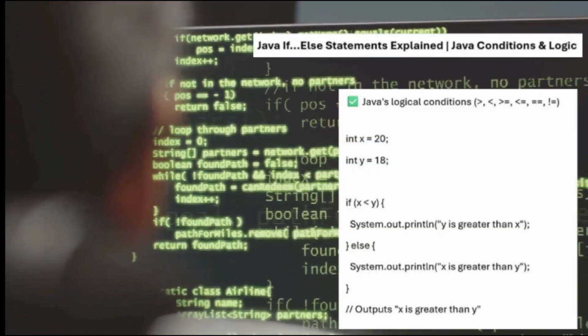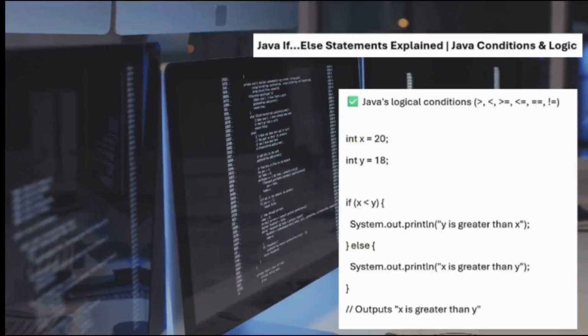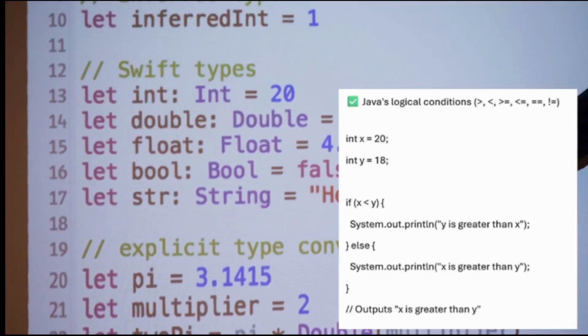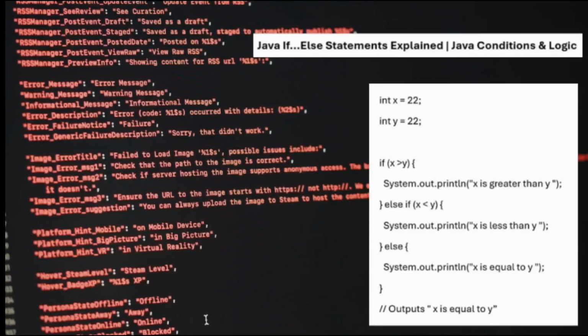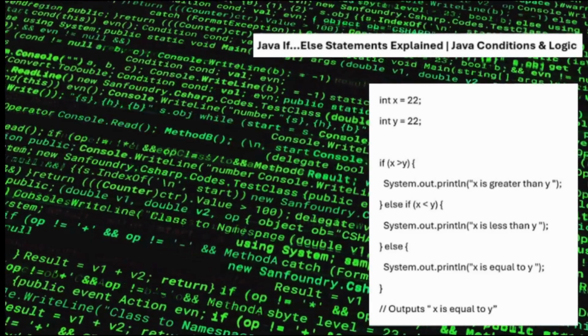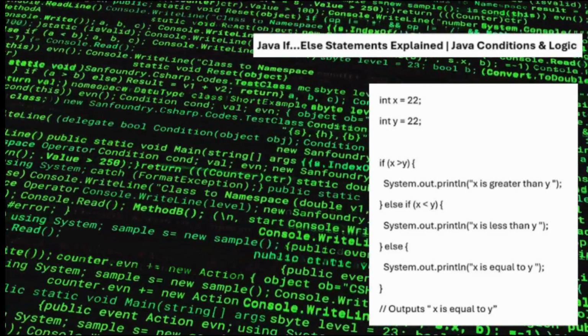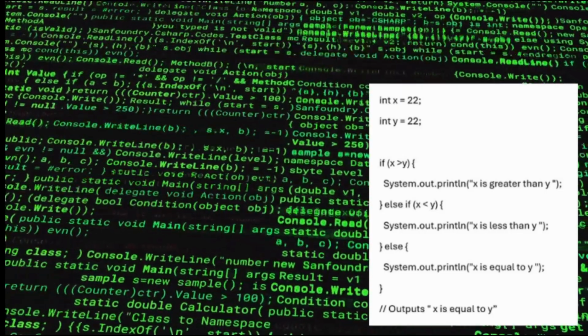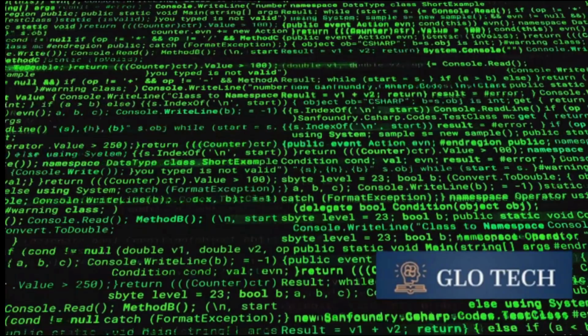What if you have multiple conditions? That's where else if can come in handy. Imagine you want to check if x is greater than y, if x is less than y, and what to do if they're equal. You'd write: if (x > y) System.out.println("x is greater than y"); else if (x < y) System.out.println("x is less than y"); else System.out.println("x is equal to y"). Notice how clean and straightforward this is.